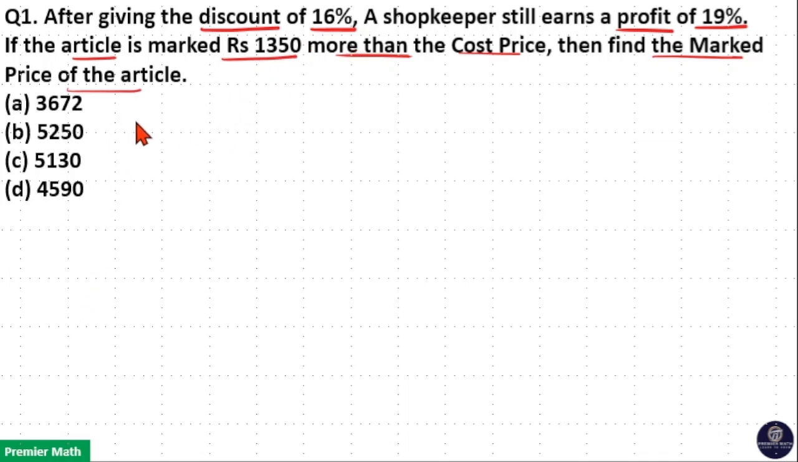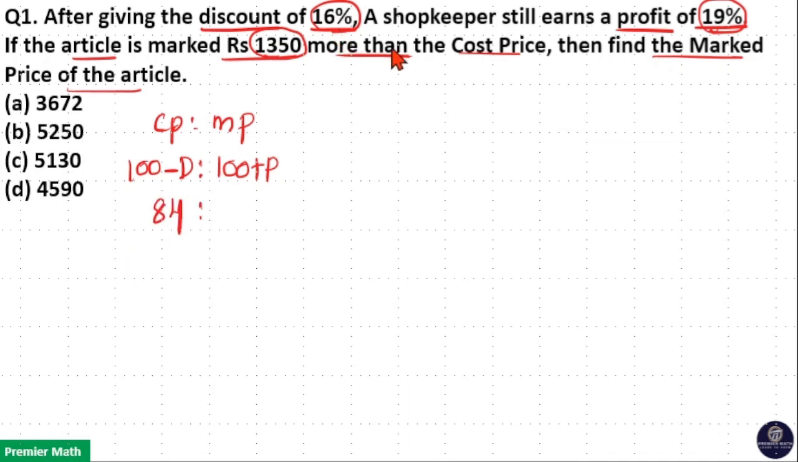First is formula method, that is, you already know cost price and mark price ratio. It's 100 minus discount is cost price and 100 plus profit is mark price. Then the difference between these two is 16% plus 19%, which is equal to 35%. And this 35% is equal to 1350 because 100 minus discount means 100 minus 16, which is 84%, and 100 plus profit means 119%.